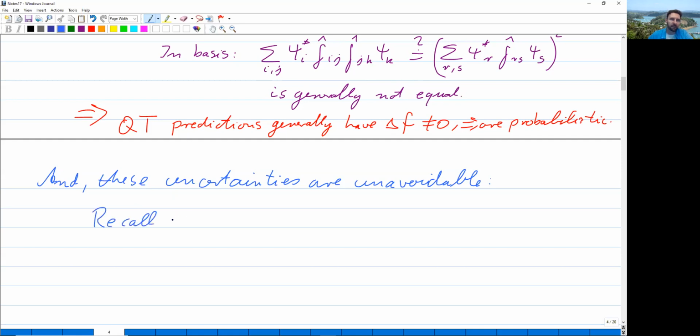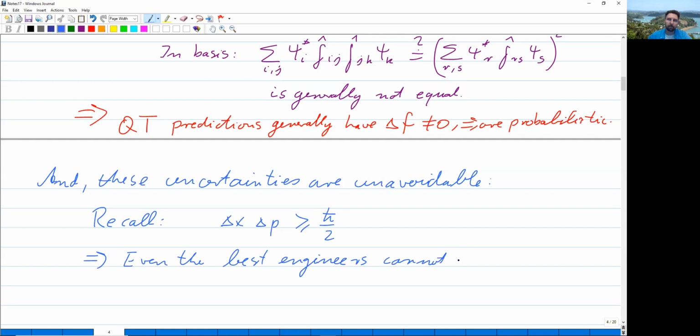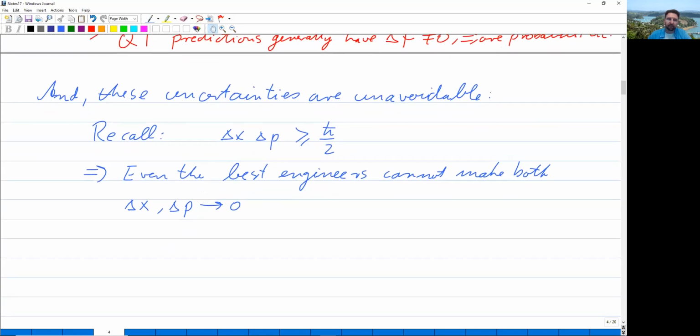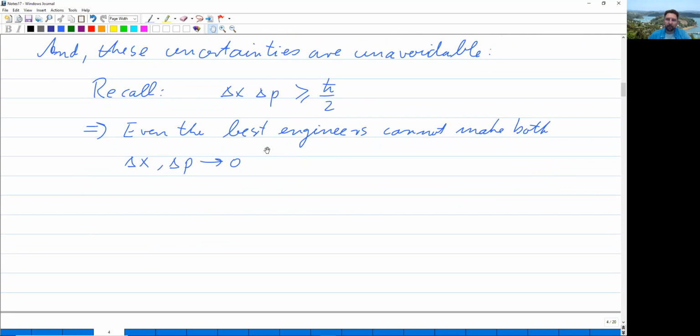And you know, of course, from a prior course in quantum mechanics, that we have the fundamental uncertainty principle. And this means that even the best engineers cannot make both delta x and delta p go to 0. So ordinarily, in classical mechanics, you could. You can know where something is and how fast it is, but quantum mechanics prevents that. So therefore, we must have fundamental probabilities in quantum mechanics.